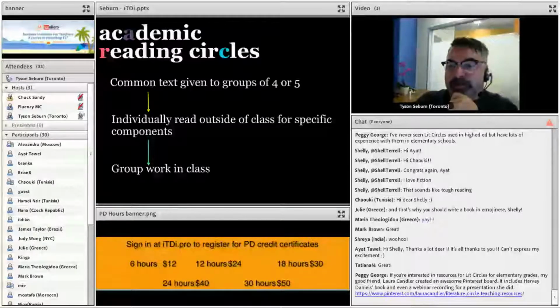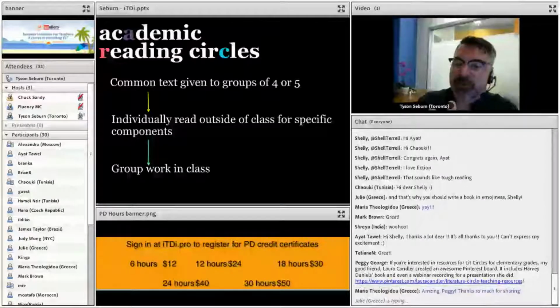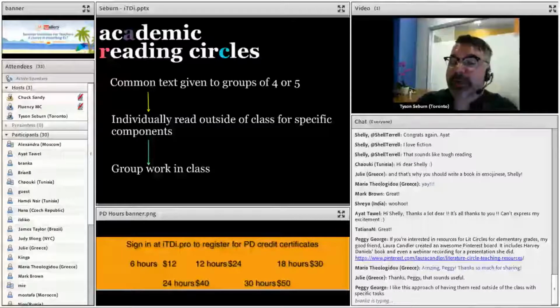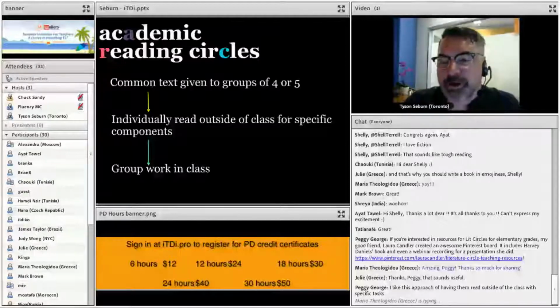What happens then with that text is they individually read it outside of the class, and they're going to be looking for specific components that I give to them through each of the roles. So within one group, there will be different roles that each of those people in the group have, and each of those roles, which I'm going to talk about, focus on a different aspect of the text. And after they read and look for the aspects of the text according to their role, they come together in class later as a group, and they share what they've learned about that text. So that's really the basics of what ARC is all about.